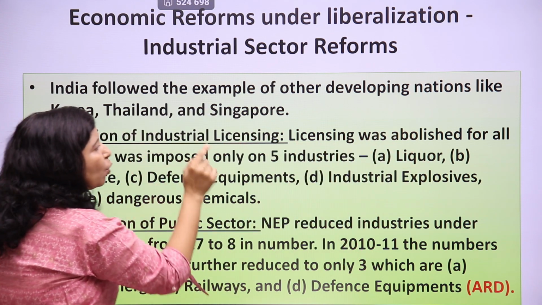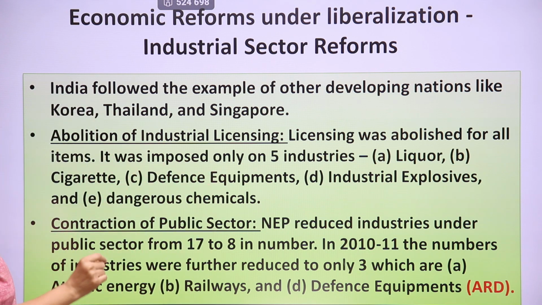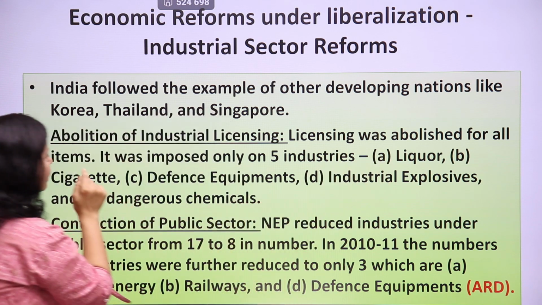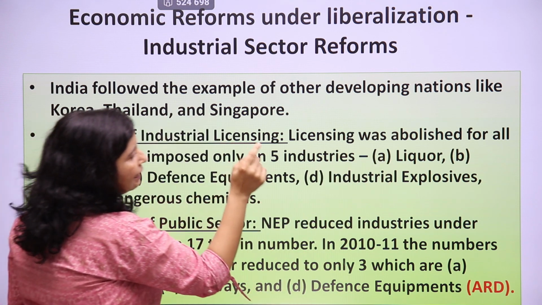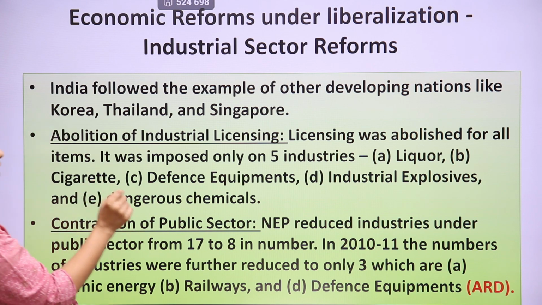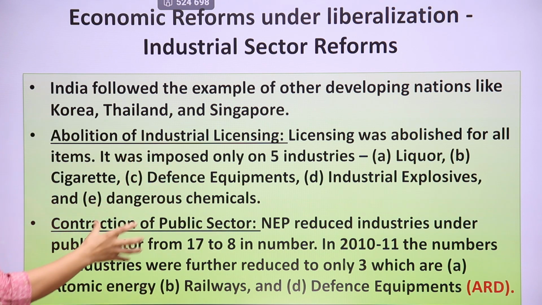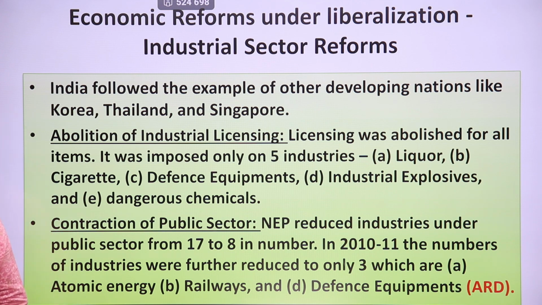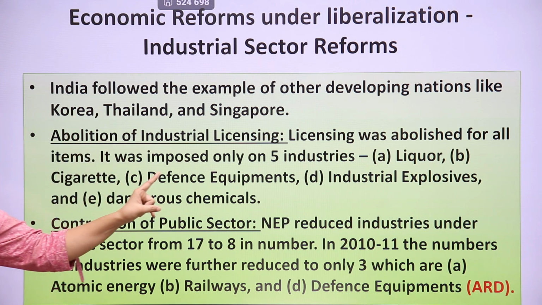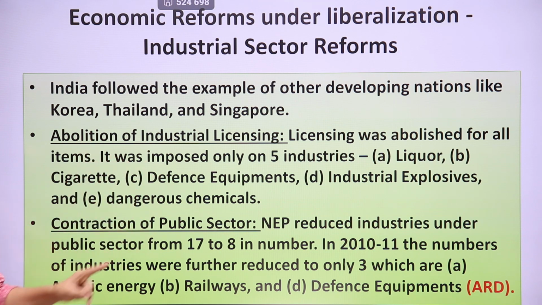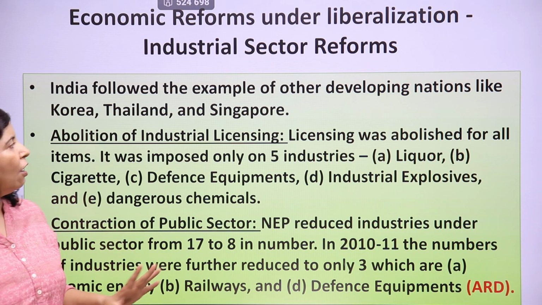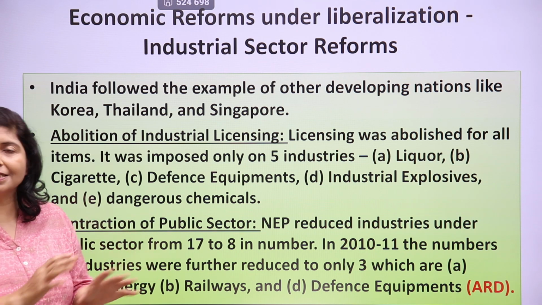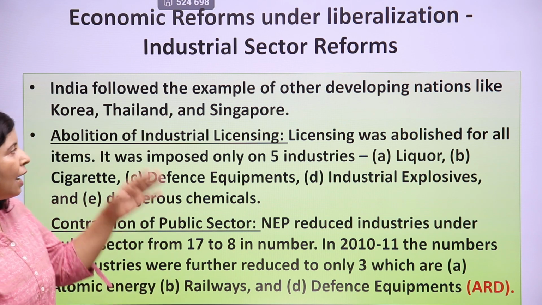It was imposed only on 5 industries. That means 5 industries were exempted, which were the liquor, cigarette, defense equipments, industrial explosives and dangerous chemicals, because these were the hazardous things and the private sector could not have handled them nicely, and that's why licenses were imposed on them. Otherwise, all the other commodities or items were freed, relaxed or abolished. Licensing was abolished on them.